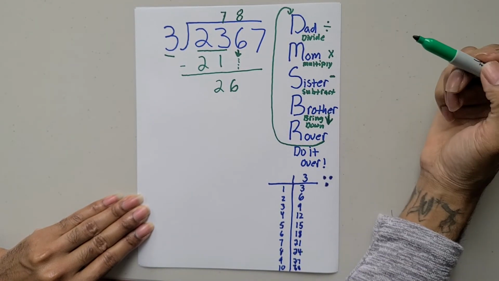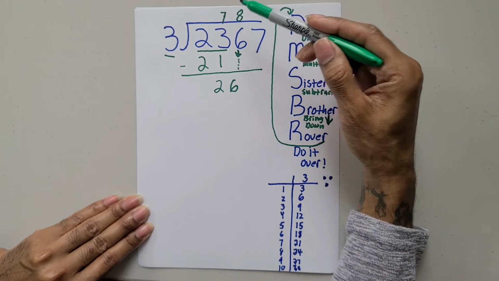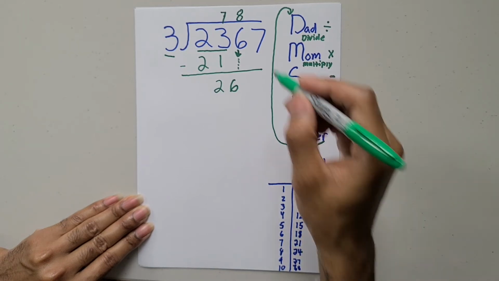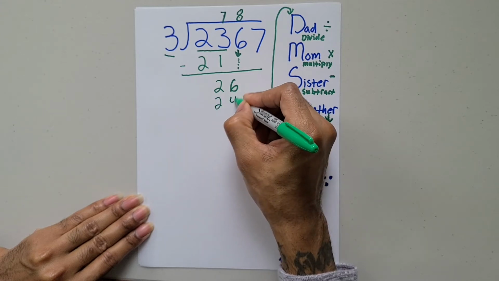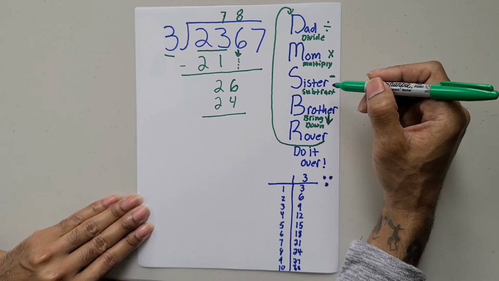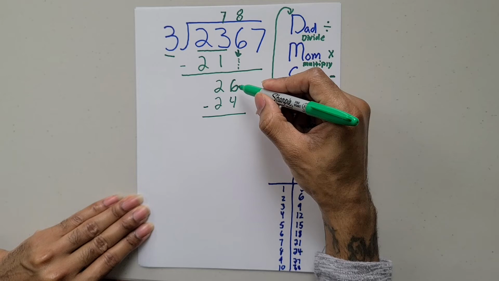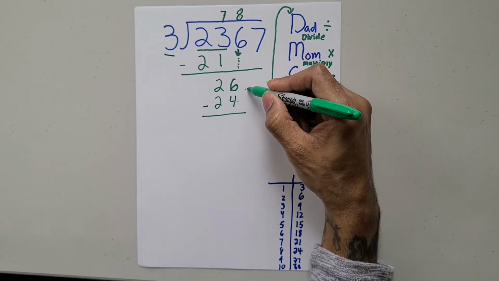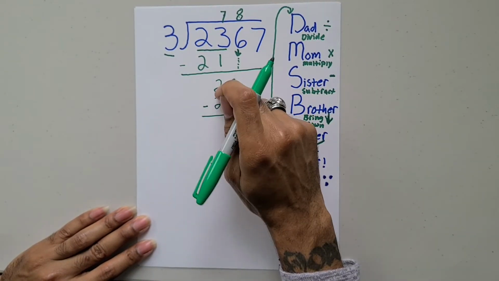So we're done with divide. Now we go to multiply. We just did it. 8 times 3 will give me 24. Now I need to go back to my sister, and she's going to let me subtract. 6 minus 4 equals what? 6, 5, 4, 3, 2. 6 minus 4 is 2. 2 minus 2 is 0.